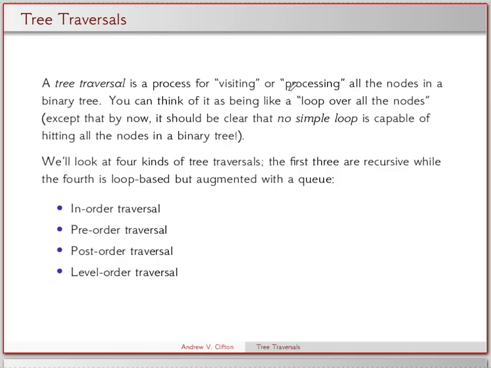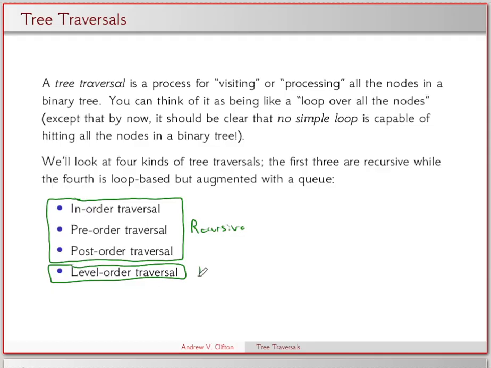So we're going to look at four different kinds of tree traversals here. The first three are going to be recursive, and they'll all actually be pretty similar. And then the fourth one, level order traversal, is based on a loop, but it is a loop plus a queue, which keeps track of which nodes we're processing. So we'll start with the recursive ones and then move on to the loop and queue one at the end.